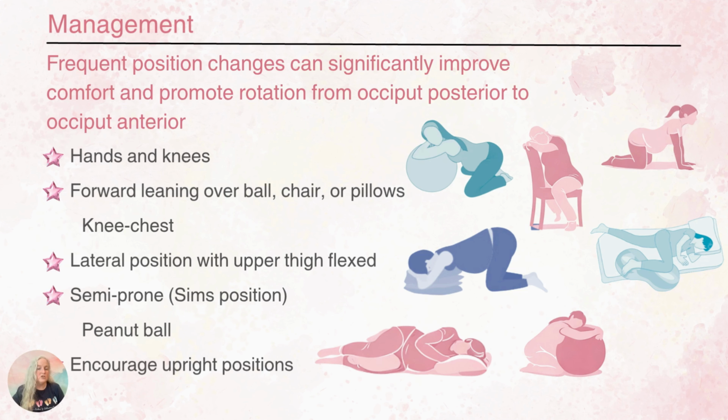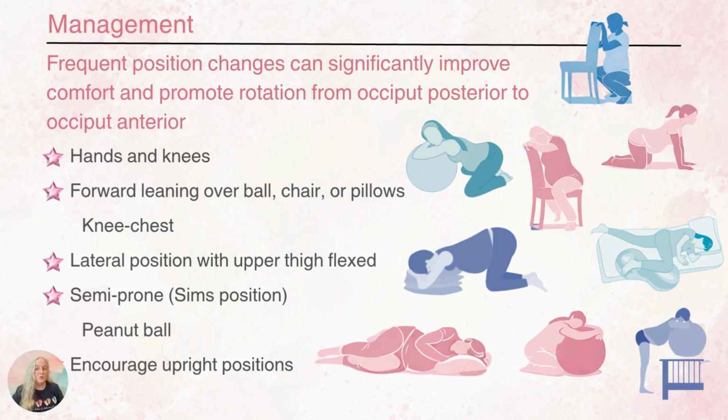We can also encourage upright positioning to help with descent. So this could be still leaning forward, but maybe over with a ball on the bed, or a squatting position, and making frequent changes in her pelvis can help with this as well. Counter pressure on her lower back is going to be helpful for the discomfort, and all of these positions where she's leaning forward gives us a lot of access to provide that.